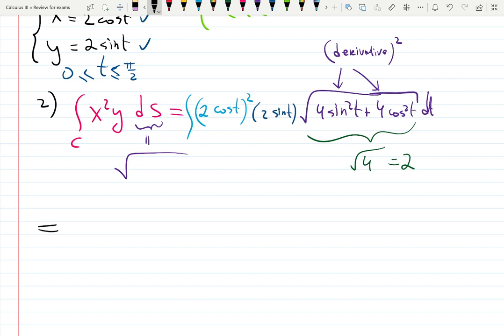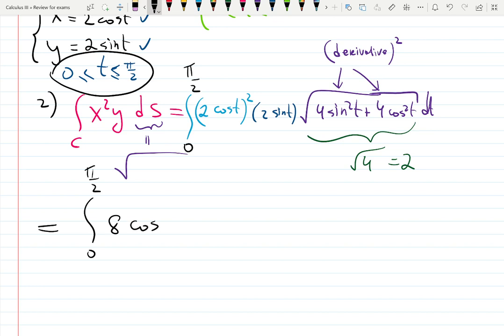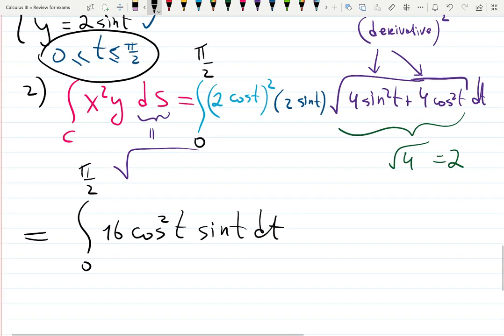Also, we did not finish t. t is running from what to what? From 0 to pi over 2. Done. So it's integral from 0 to pi over 2. Collected terms is going to be 2 times 2 times 2 is 8. Cosine squared is cosine squared. Sine stays sine times 2. Oh, okay. So 2 times 2 times 2 times 2. That's 16. dt. Done. Can you do that?